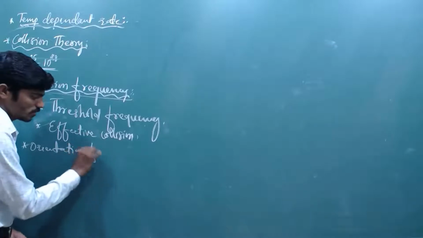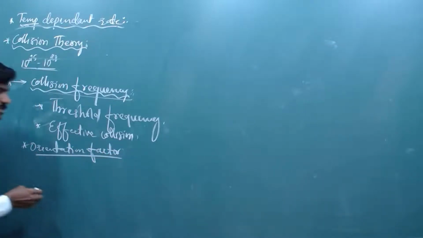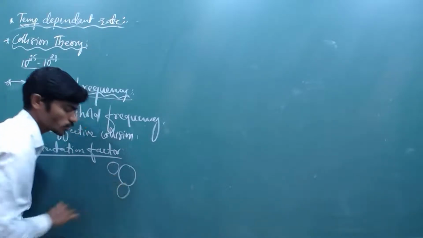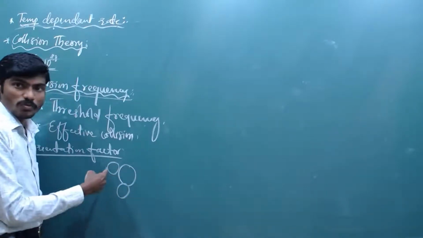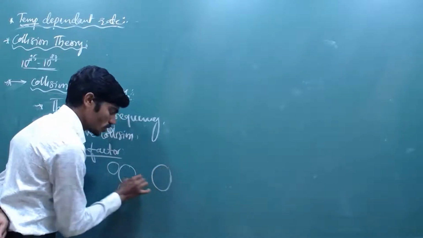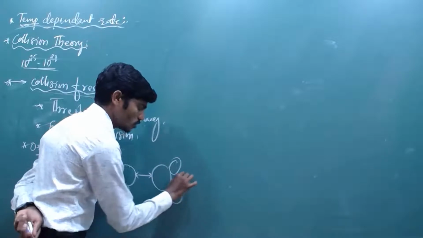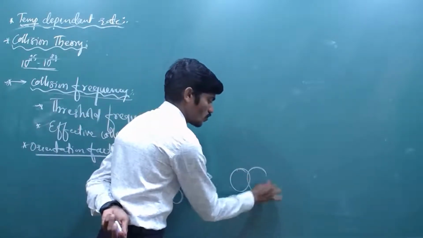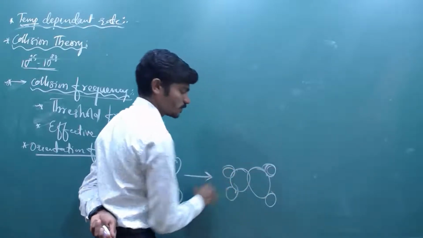Orientation factor. So in this orientation factor, there is direction. For example, NO2: nitrogen, 2 oxygens. This is the NO2 molecule. When one NO2 molecule reacts with another NO2 molecule, nitrogen dioxide, NO2 and NO2, this leads to the formation of product N2O4.